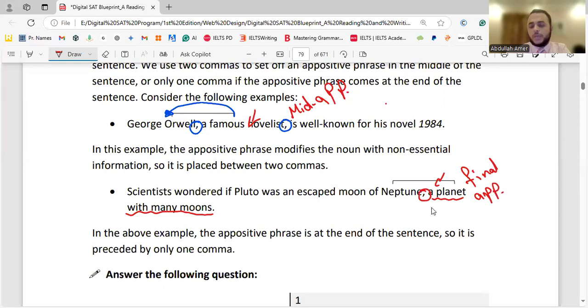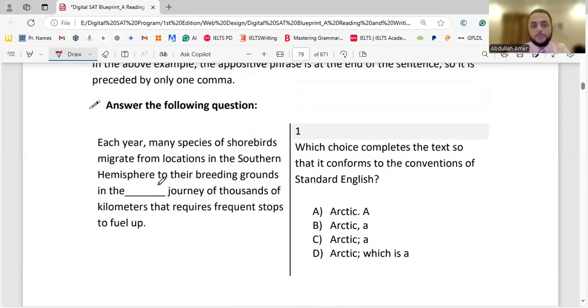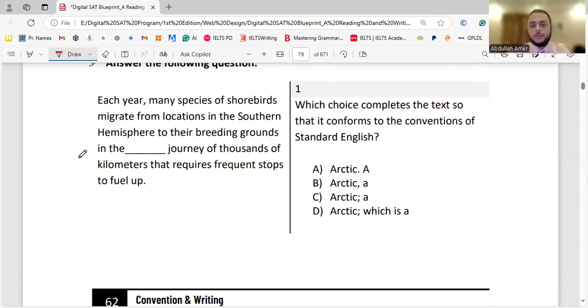Okay. So if I have a final appositive, we simply add one comma before it, then the sentence ends with a period. If we have a middle appositive, as in here, George Orwell, a famous novelist, is a middle appositive, so we need to add two commas or two em dashes, as you will see later, before and after. Now, look at this question. You have a minute. You can send the answers.